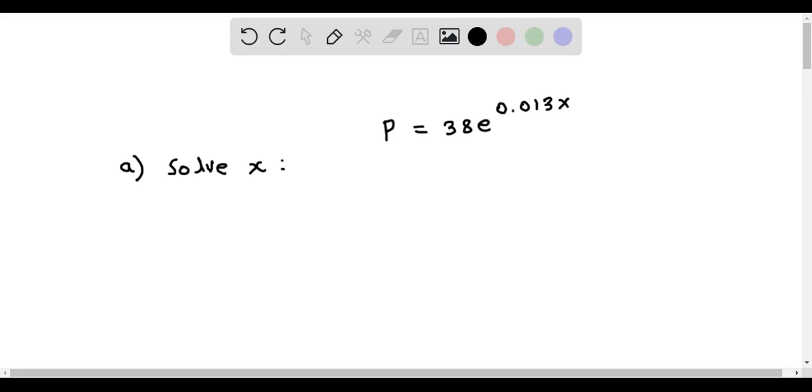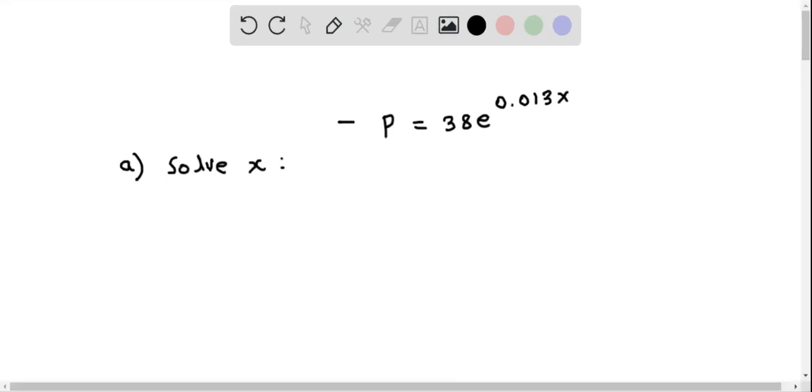Let's solve this equation for x using the properties of logarithm. So first I'm going to divide both sides by 38. So when I do that, I get p over 38. This equals e raised to the power of 0.013x. Now I'm going to apply natural logarithm to both sides.